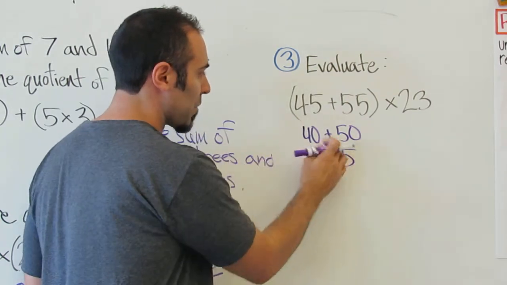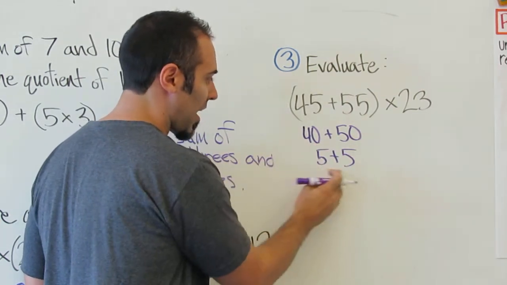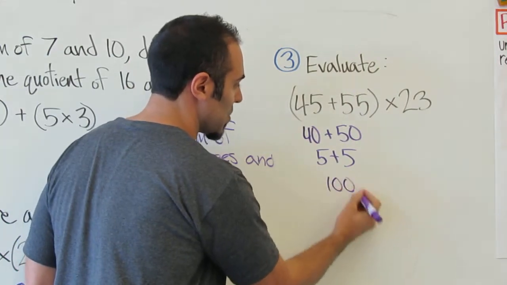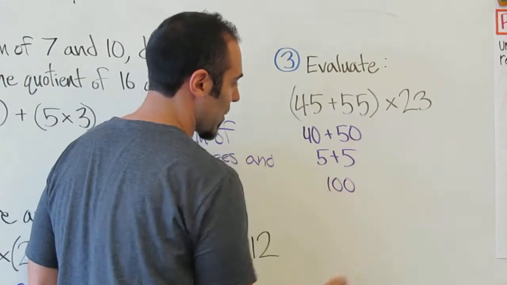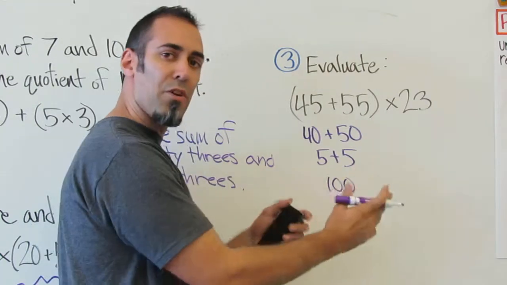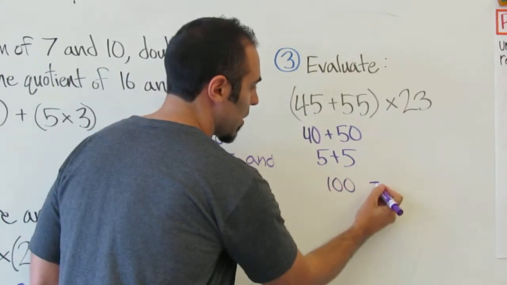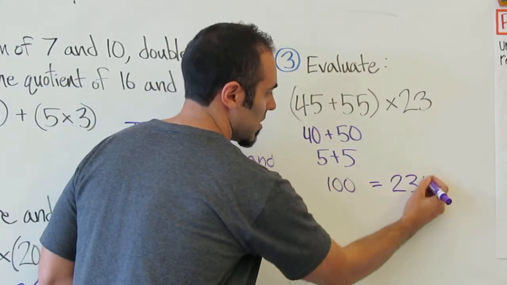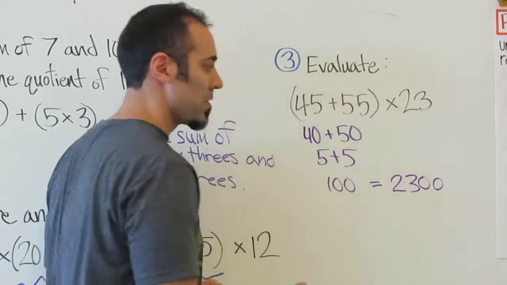And they'll know that 40 plus 50 is equal to 90, 5 plus 5 is equal to 10, add them all up, this side is equal to 100, times 23. And because we know how numbers move on the place value chart, they'll be able to move it to the left 2 times, and end up with a value of 2,300.